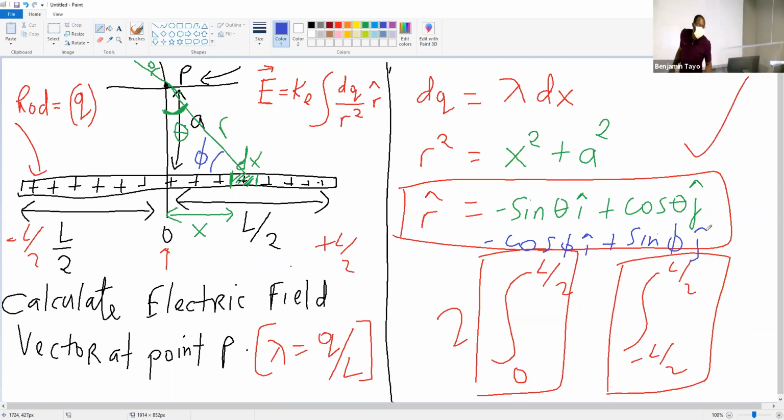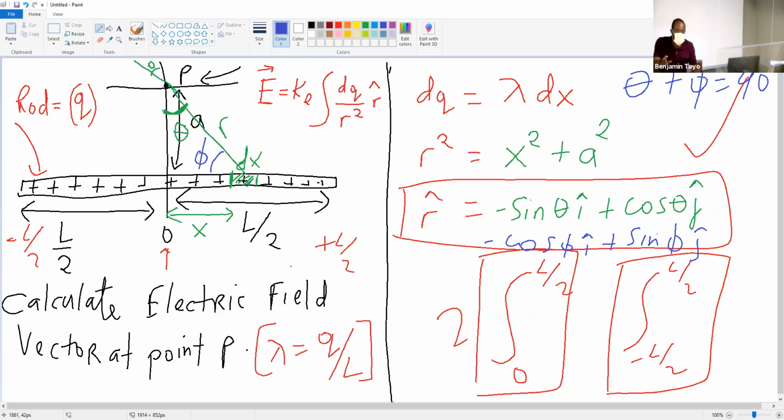You're always going to be very careful how you use your sines and cosines in terms of x and y components. Now, do you see that because theta plus phi is equal to 90 degrees, the cosine of phi is the same as the sine of theta?